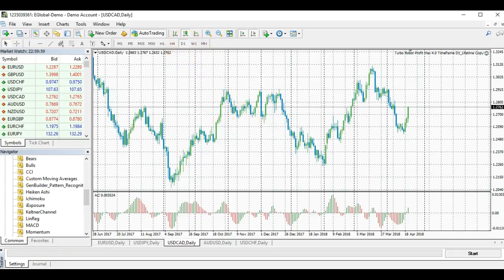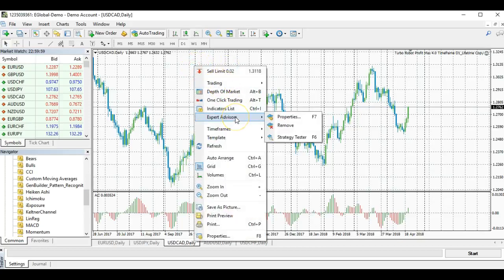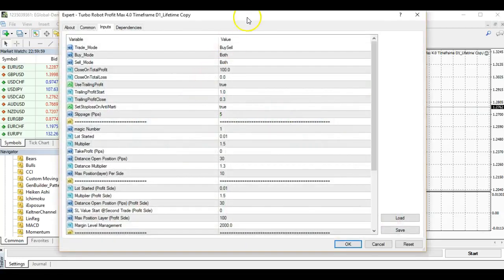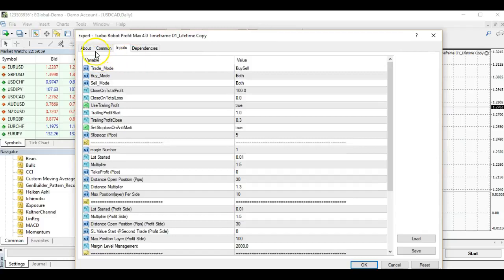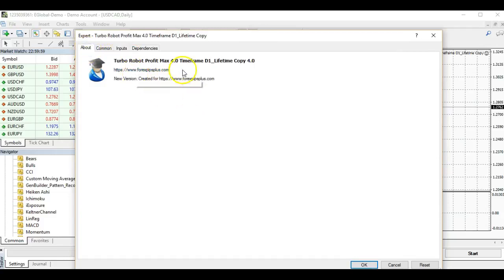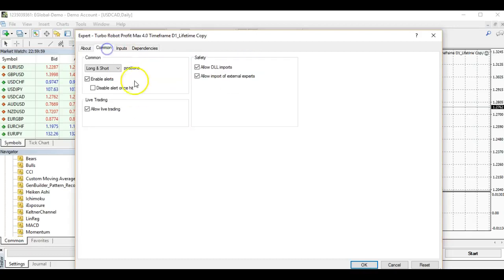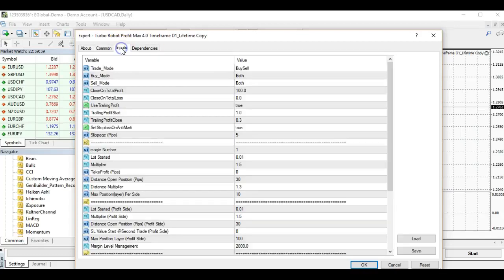All right, so here it is. I will explain to you how these settings work. You go to properties, expert advisor, and this is how you set up. This is our robot, Turbo Robot Profit Maximizer. You should use the daily D1 lifetime copy. So our website is here, and you should check this and this, and some of it, this has 3. Make sure you click the check button. All right, so these are the inputs.